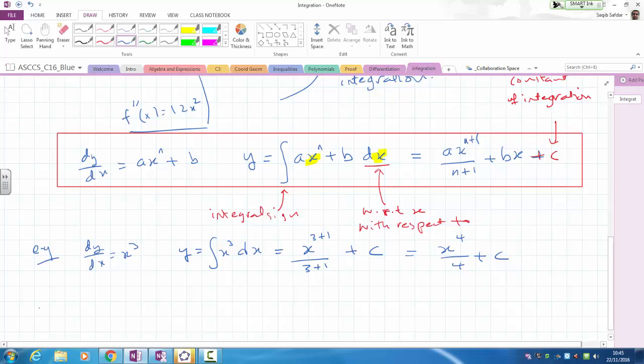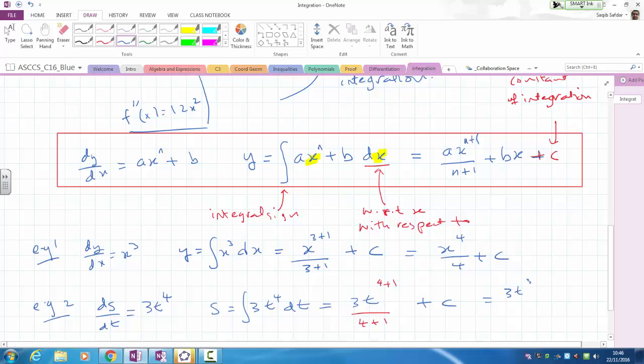Let's do another one. Say I've got, this time let's use different letters, ds over dt. ds over dt is 3t to the power of 4. We want to work out s. So we integrate 3t to the power of 4 with respect to t. This time we raise the power by 1. In fact, let me show the method marks. So I'm going 4 plus 1 divided by the raised power. Okay, and then plus some constant c. And that gives us 3t to the power of 5 divided by 5 plus my constant c.